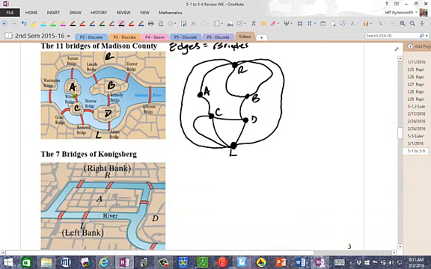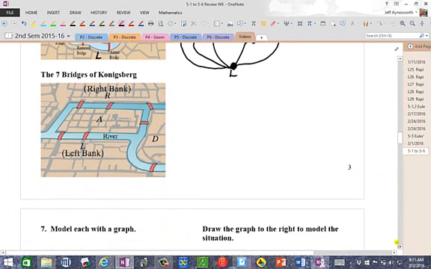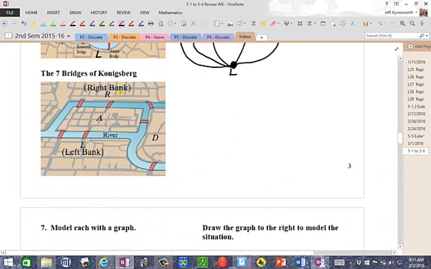Okay? That's not part of this problem. It just says model. Now here we're going to call the right bank. We're going to give that a point, represent the right bank, left bank. This vertex here represents the left bank, and then landmass D here, or this vertex represents that, and then the island, of course, is represented by this vertex.